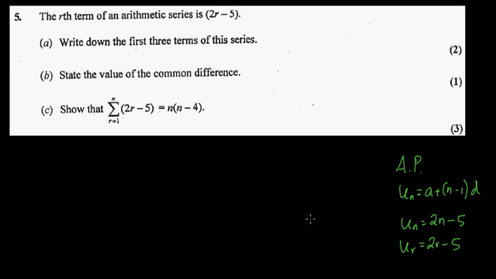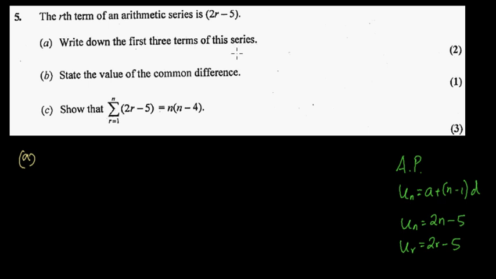They're just making up an nth term rule, and instead of using the word n, they're using the word r. So the rth term of an arithmetic series is 2r minus 5, same as the nth term of an arithmetic series is 2n minus 5. So that's what they're referring to. That's it. Nothing else, nothing different.